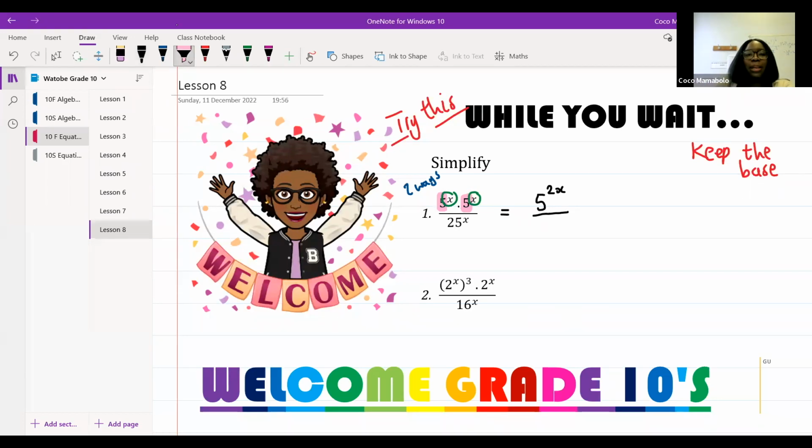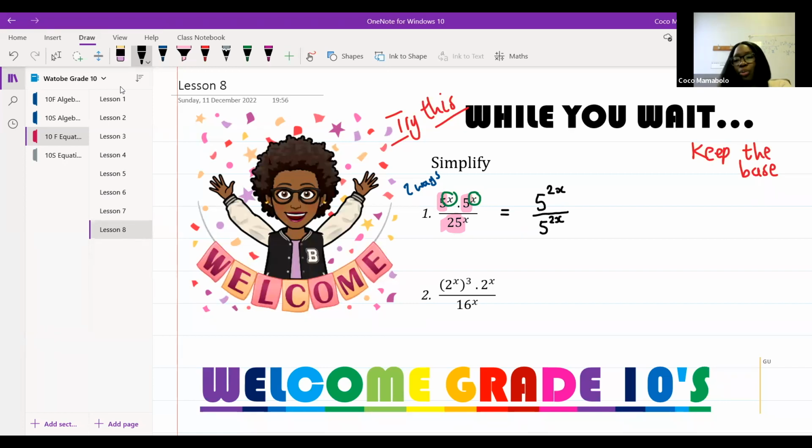So can anybody tell me how else can I write 25 so that it has a base of 5? Who's got any idea? Tell me in the chat. Yes, Ndiabo. Ma'am, it's going to be 5 to the exponent of 2x. Good, 5 to the power of 2, and then that x we're going to multiply together with the 2, so we're going to have 2x.